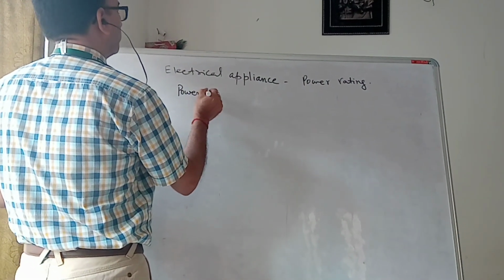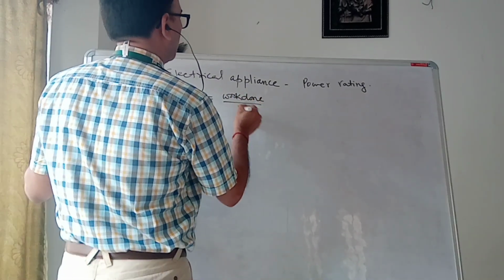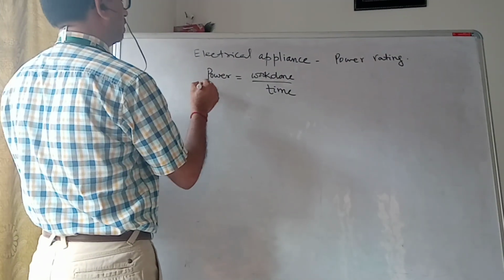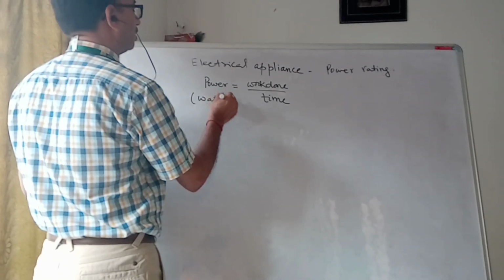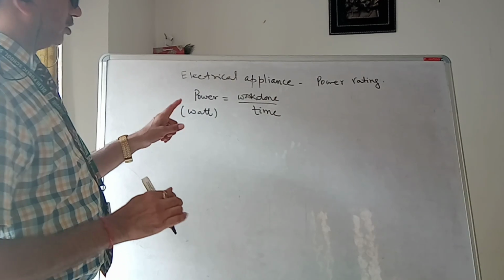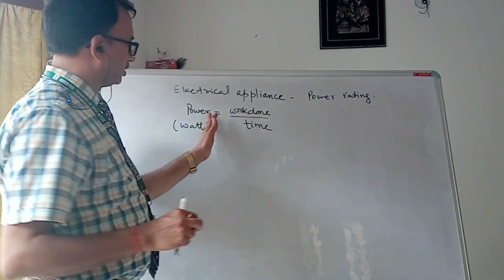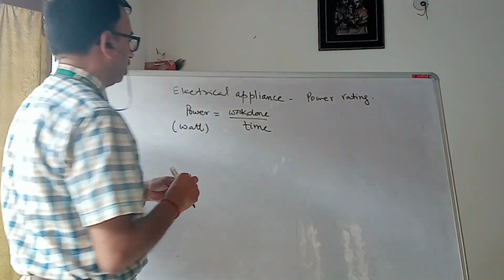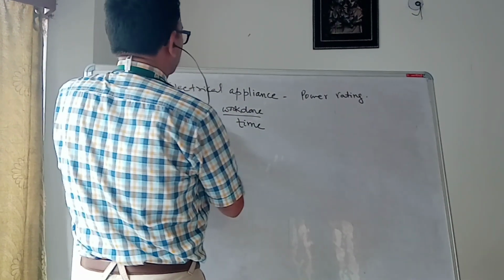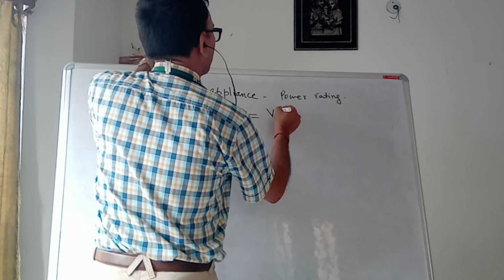What is power? Power is work done by time. Power is measured in watt. 1 watt equals 1 joule per second. So when the work done is 1 joule in 1 second, we say that the power is 1 watt. But the commercial unit is kilowatt.